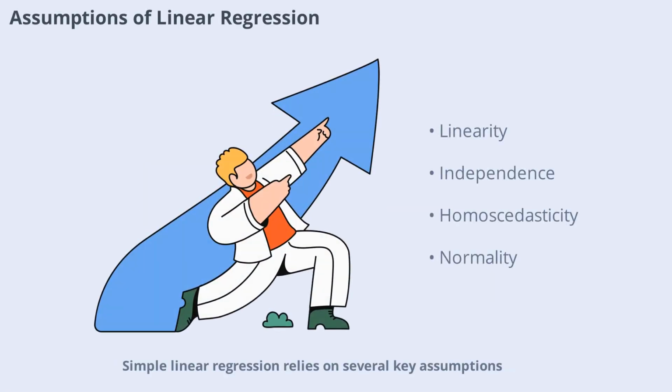Simple linear regression relies on several key assumptions. These include linearity, the relationship between variables is linear; independence, observations are independent; homoscedasticity, constant variance of residuals; and normality, residuals are normally distributed. Violating these assumptions can affect the validity of your results. It's important to check these assumptions before drawing conclusions from your regression analysis.